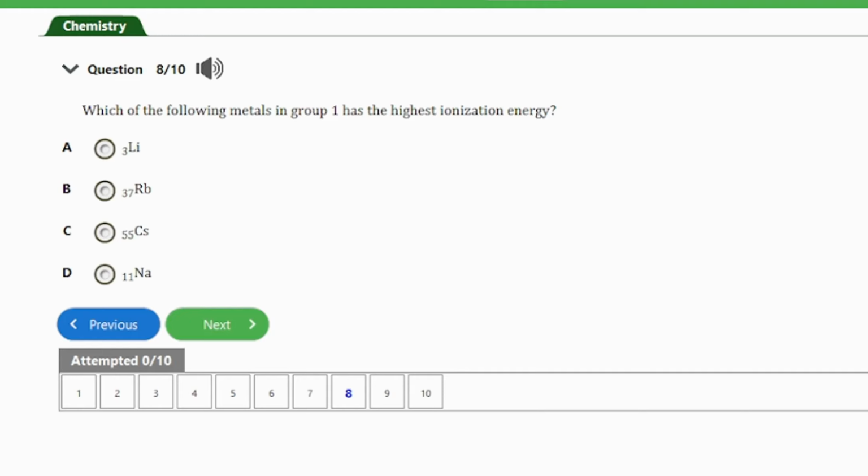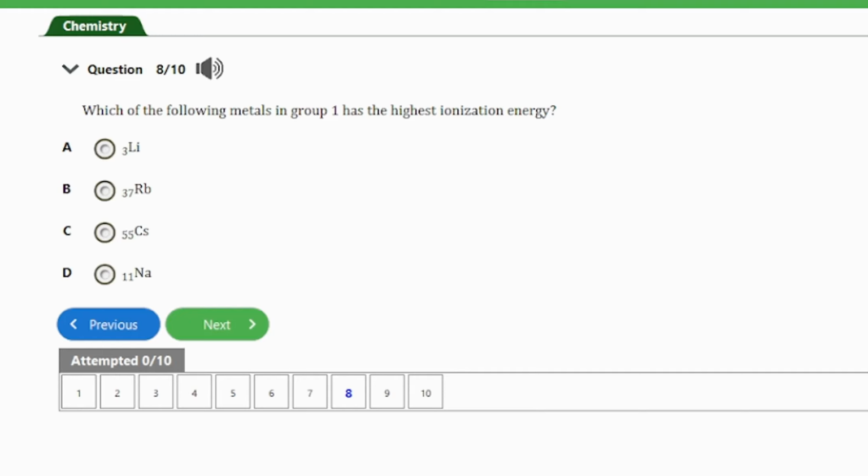It says, which of the following metals in group 1 has the highest ionization energy? So we have options: A, lithium, which has atomic number of 3. B, rubidium, which has atomic number of 37. C is cesium, which has an atomic number of 55, and D is sodium, which has an atomic number of 11.